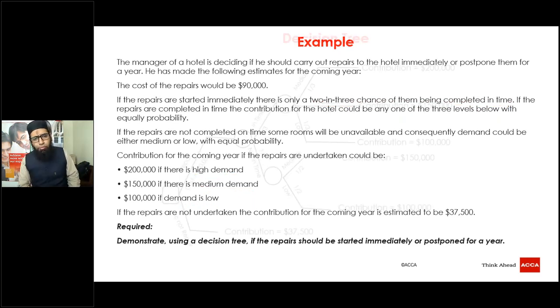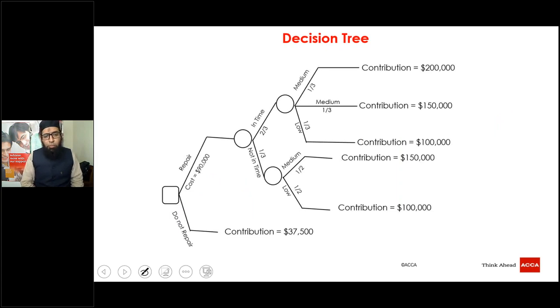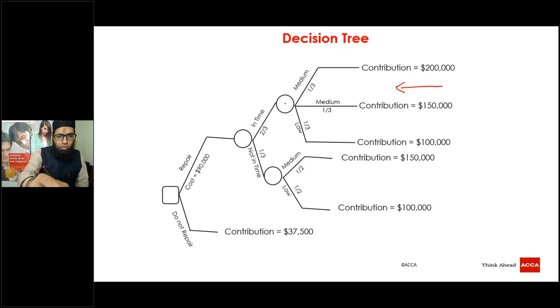Now in such situations, we have to prepare a decision tree, and the decision tree will look like this. We don't need to prepare that, it will be provided in the exam. Now what we can do is solve it from right to left. If I number it, this will be my first to calculate, this will be my second, third I will be calculating this part, and in fourth I will be making a decision.